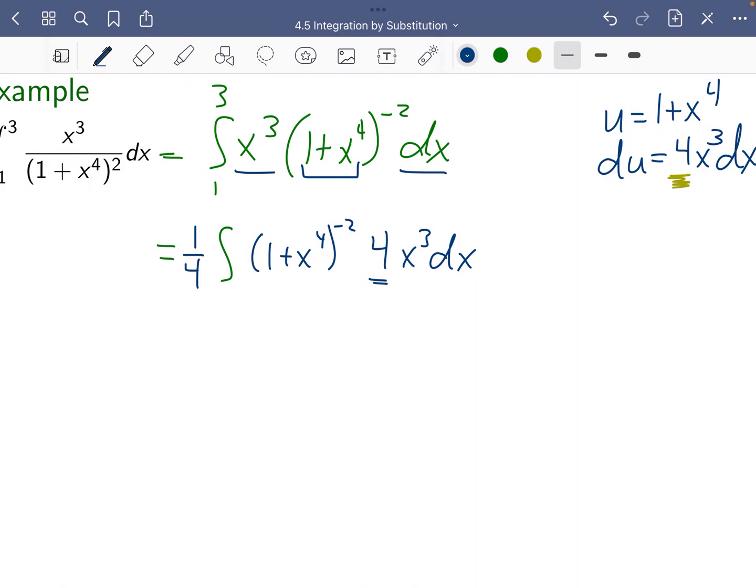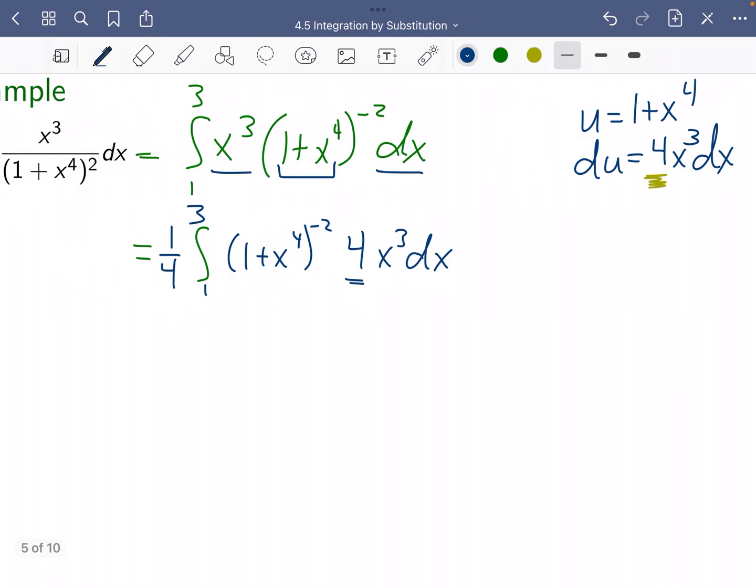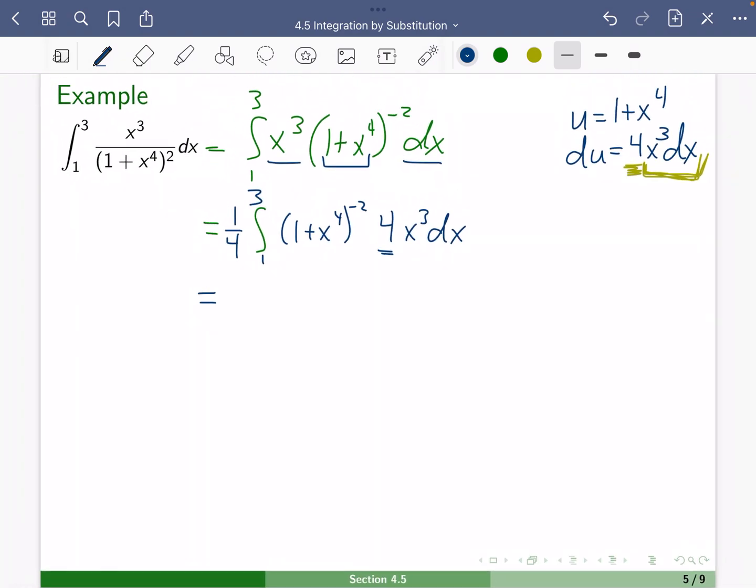So that's the way I think about it. Other people think about it a little bit differently. Other people might solve this over here for x cubed dx, and they can say x cubed dx is 1/4 du. You will end up in the same spot, and so however you want to think about that is fine. So now we are going to make the substitution. So we have 1/4 the integral of u to the negative 2 du. Right, so remember, all of this is du. This is just our u.